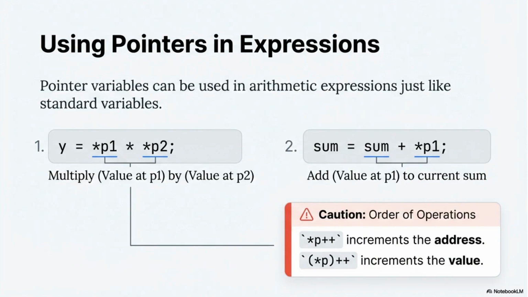Pointer variables can be used in arithmetic expressions, just like standard variables. Remember the order of operations. `*p++` increments the address, while `(*p)++` increments the value at the address.